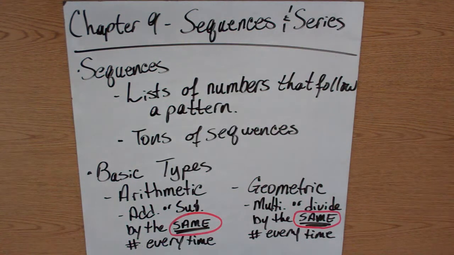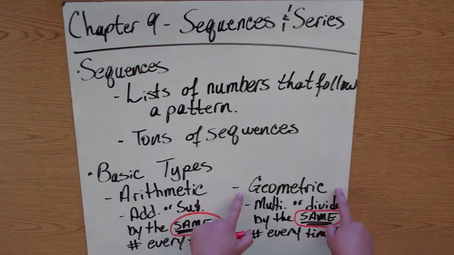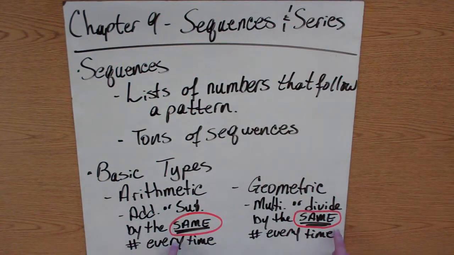For example, 2, 4, 8, 16, 32, and so on. We're multiplying by 2 each time. Or 3, 9, 15. I messed that one up. So geometric is where you multiply or divide by the same number every time, while arithmetic is where you're adding or subtracting by the same number every time. And that's the key word. Think of arithmetic, you're adding. Geometric, you're multiplying or dividing. And it's the same number every time.